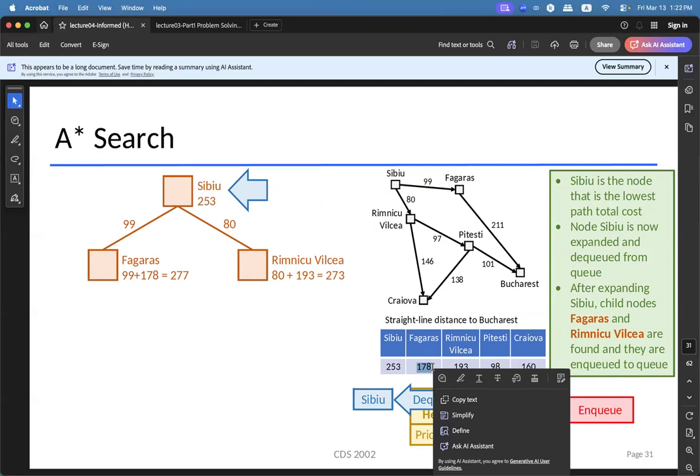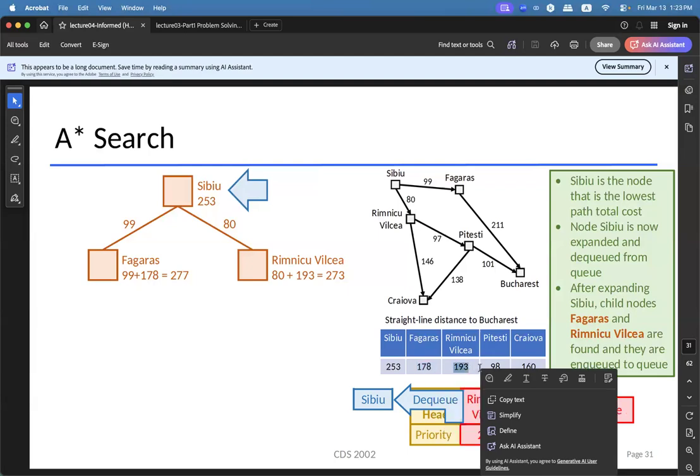And we can do the same for Rimnicu Vilcea as well. According to the search tree here, the path cost of Rimnicu Vilcea is 80, because Sibiu going to Rimnicu Vilcea is 80. Then Rimnicu Vilcea, according to this heuristic function table, has a heuristic value of 193. So we add the path cost and the heuristic value, and it becomes 273. So this is why we write 273 right here.